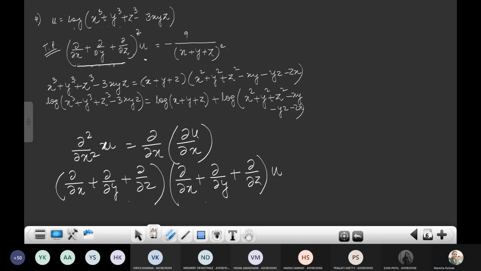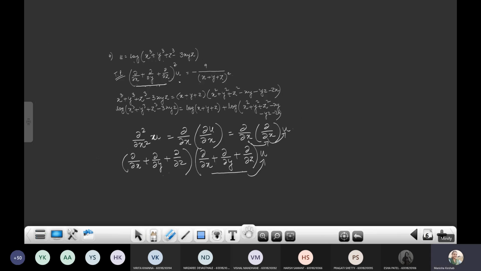Del/del x again operating on del/del x. The same thing we can also write as del/del x and del/del x and then. So this first operates on u, then it will become a function, and then again this del/del x will operate on del u/del x. So the same thing will happen here: first this operator will operate on u, and then this operator will operate on this function. See, is it clear?